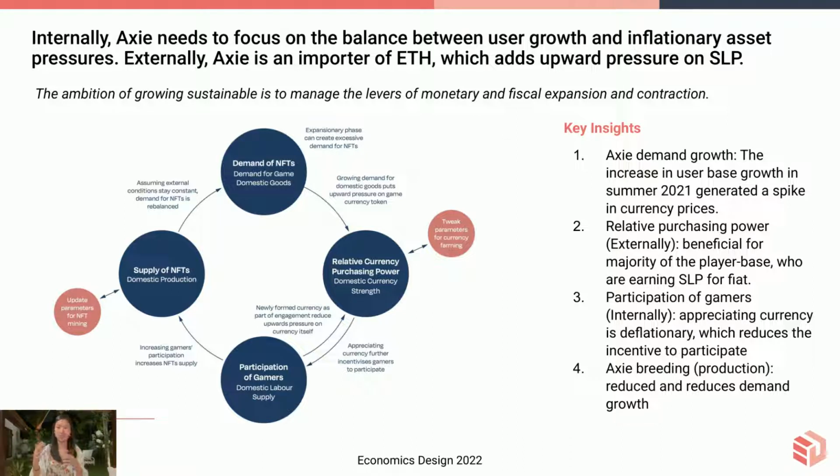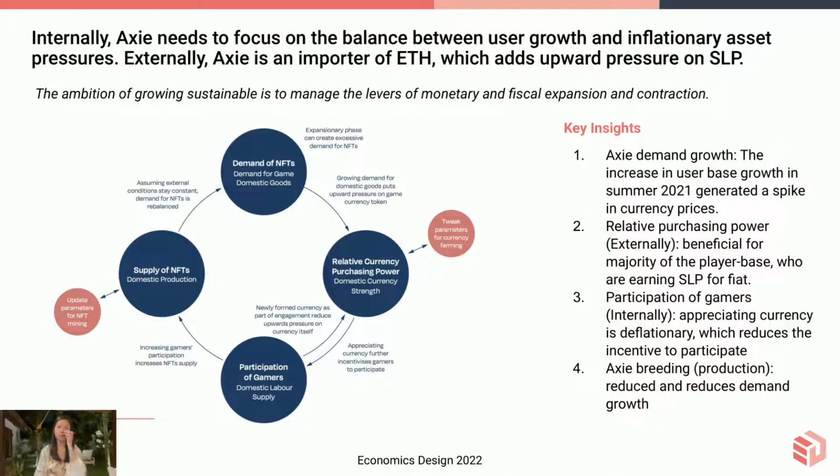And relative domestic currency strength, as it increases because more people are demanding it, the currency will appreciate further, which incentivizes more people coming in, because you're earning a fixed amount of SLP. SLP is worth more in USD, more people are coming in, and this increases the participation of gamers.